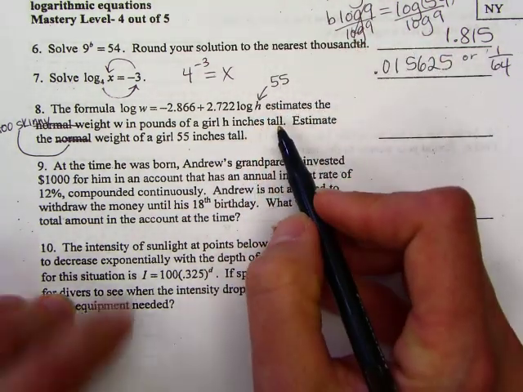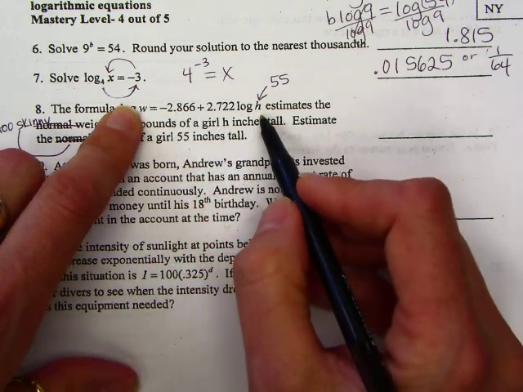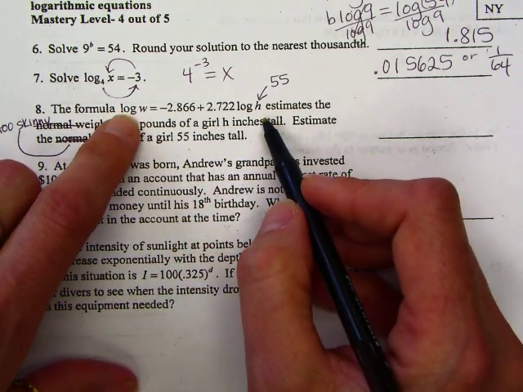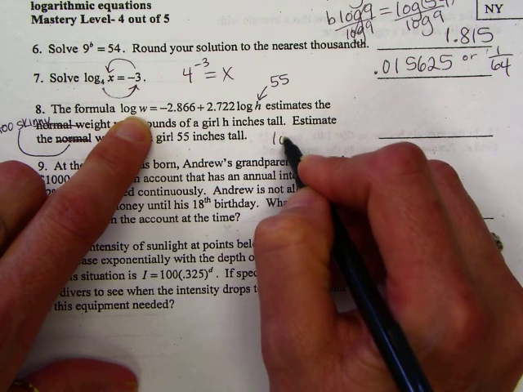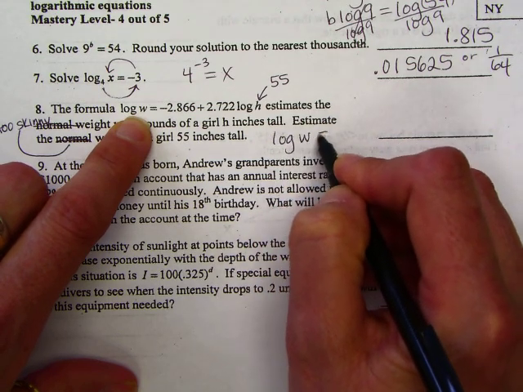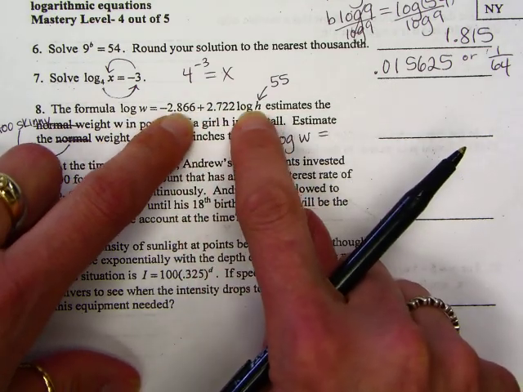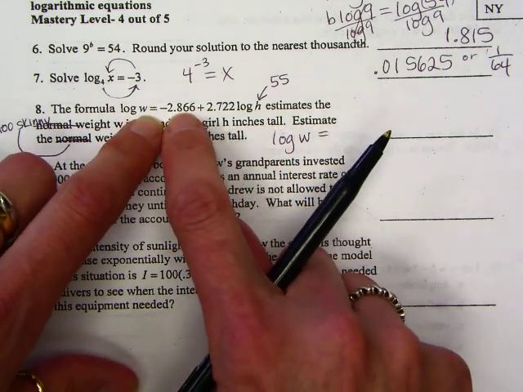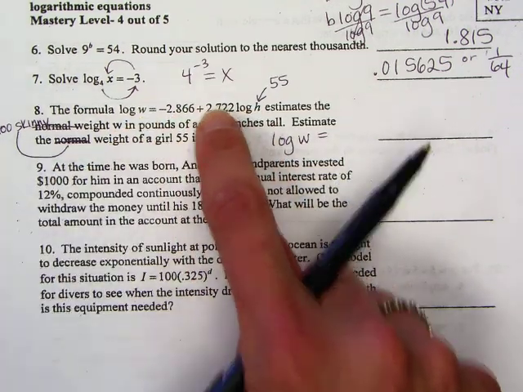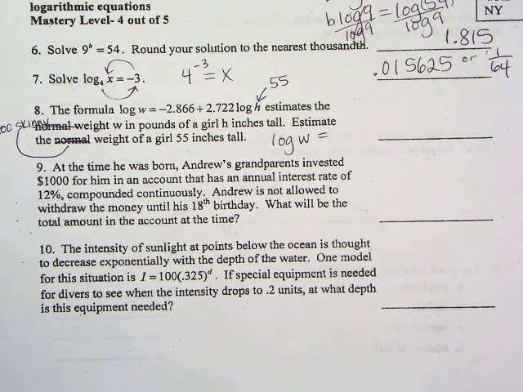Now what you need to remember is that when you get this answer, we're not done. Because remember this side still says log W equals, okay? Then we're going to get this number. Otherwise, she would be dead, I'm pretty sure. All right? So go ahead and plug 55 in there to get a number.